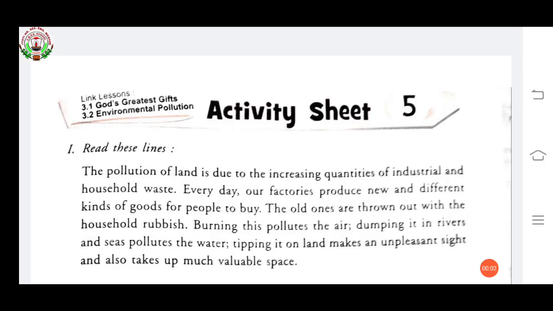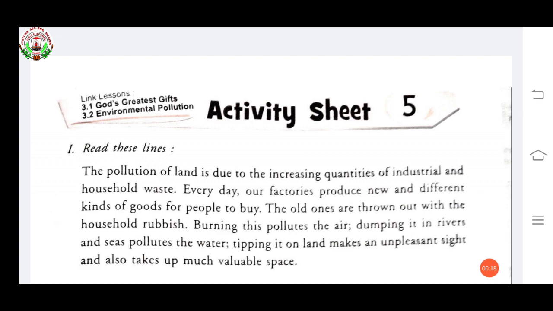Good morning, students. Today I am going to start activity sheet 5. This activity sheet is about lesson number 3.1, God's greatest gifts, and lesson number 3.2, environmental pollution.